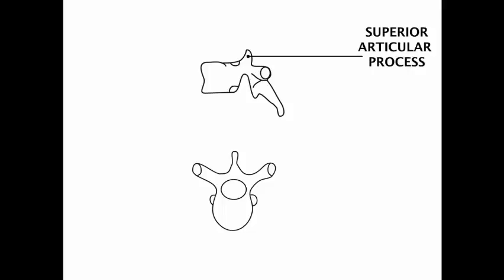The final processes that we can see in the vertebra are the 2 superior articular processes. On the lateral view, you're just seeing one of those superior articular processes. And these superior articular processes have a facet on their surface which is covered by hyaline articular cartilage. And these superior articular processes will articulate with the inferior articular processes of the vertebra above to form the zygapophyseal or facet joints, which create motion in the vertebral column.